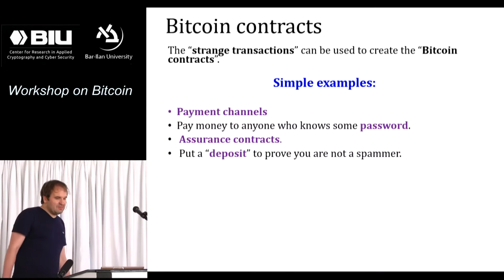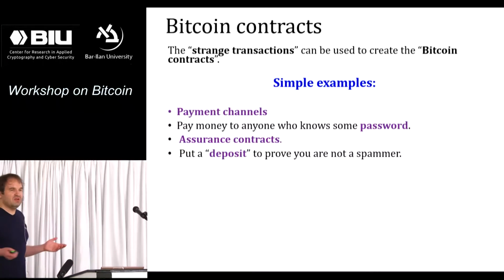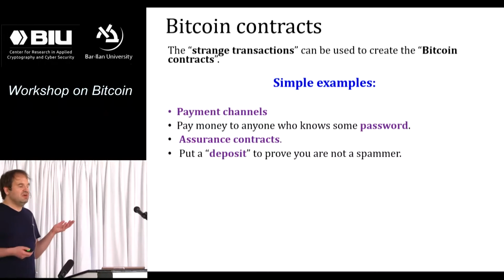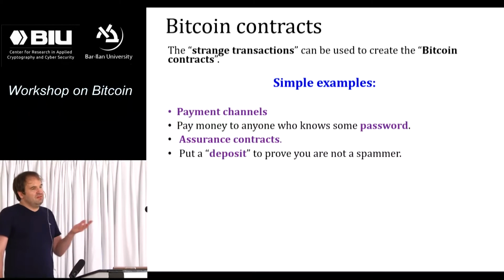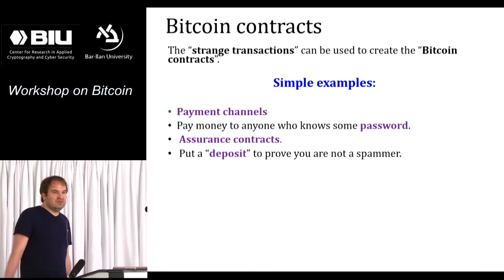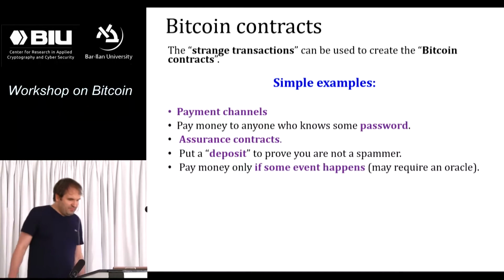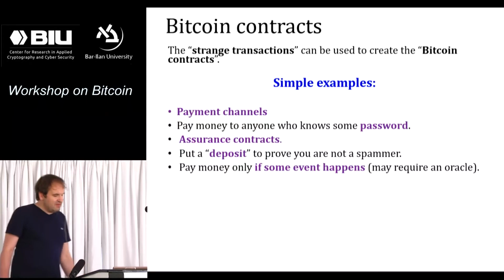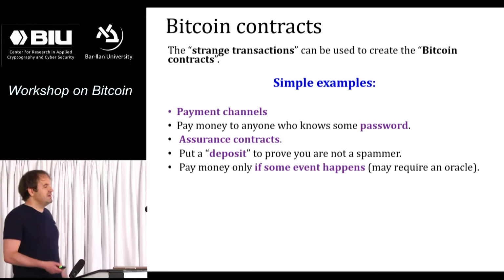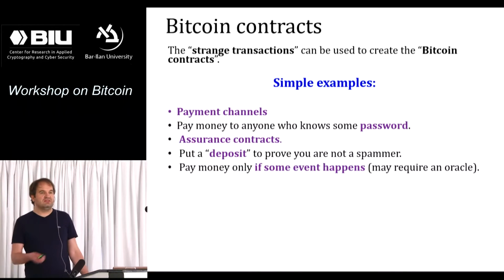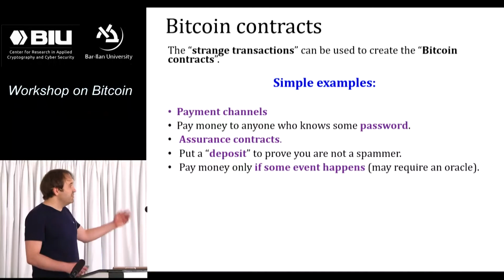Okay, there are some tools where you pay a deposit that proves you are not a spammer. This uses time locks: you deposit money, and this kind of proves that you are a good guy. It's a way to fight denial of service. You can pay only if some event happens. This may require an oracle, for example an oracle that testifies about an event, so you can have prediction markets.